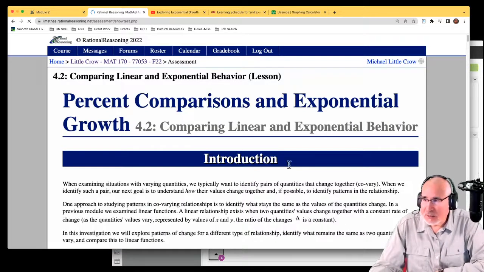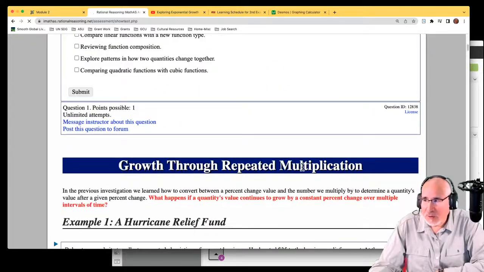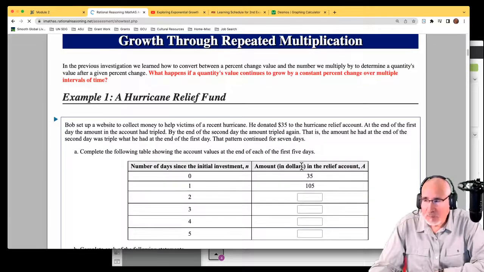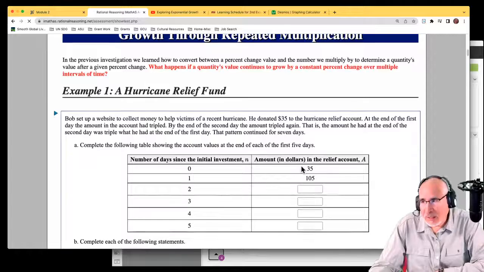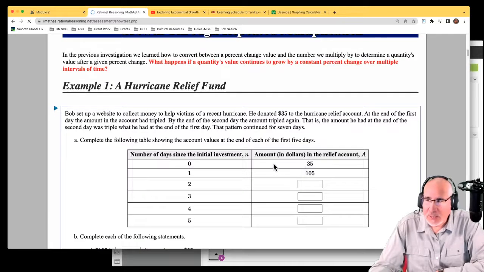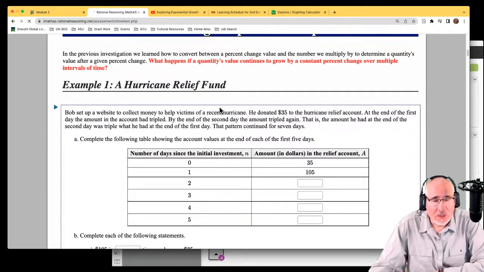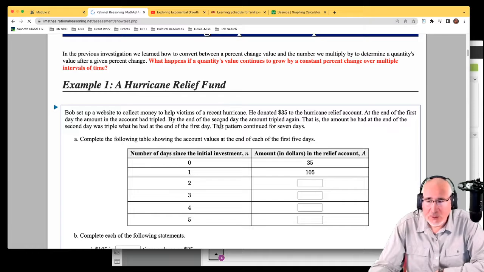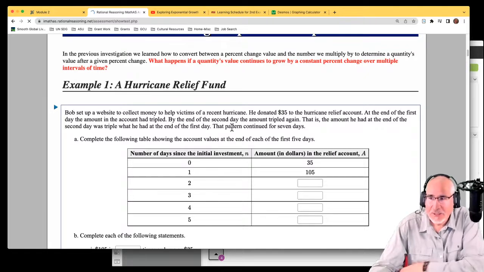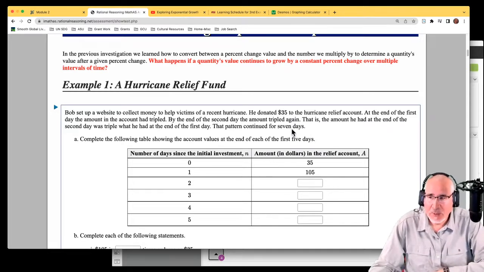So let's take a look, this comparison of exponential growth to linear. And the first thing we're going to do is look at a hurricane relief fund, which is very appropriate. This morning I'm watching the news in the Florida, the Ian hitting the Florida coast. So basically we're going to look at how an exponential function actually works.